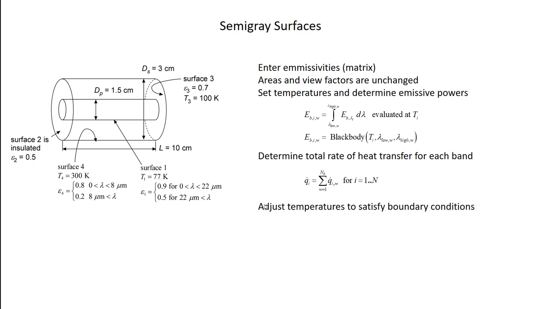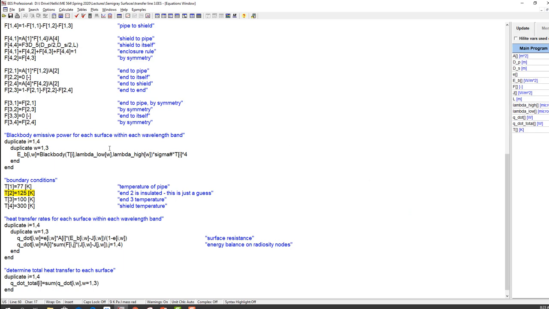And then finally, as needed, we will adjust these temperatures in order to get the boundary conditions that we need on the heat transfer rate. So that should be hopefully what I've got here.